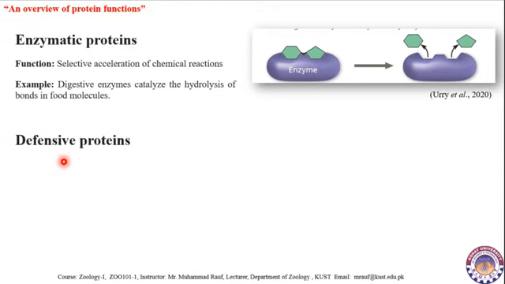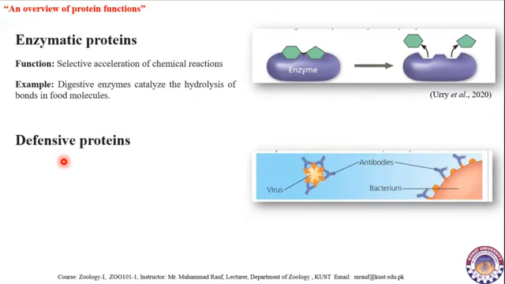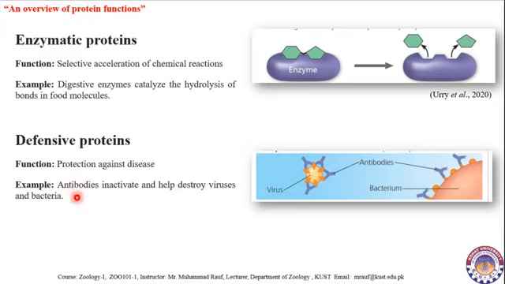The second is defensive proteins. Just like the name suggests, these proteins defend the body against invading pathogens. An example of defensive proteins is the antibodies. Antibodies are produced in response to invading pathogens or antigens. Those antibodies attach to the pathogens and thereby neutralize or destroy them.